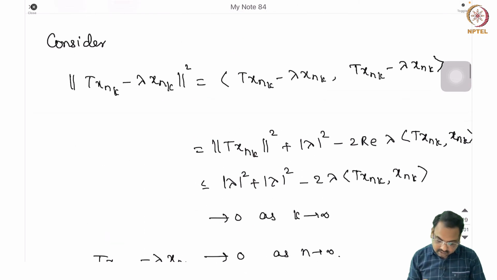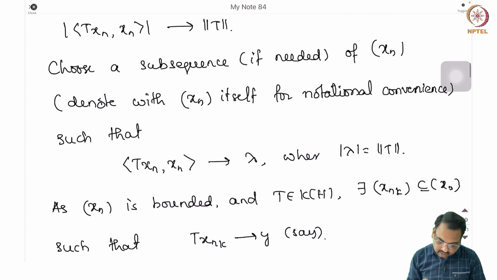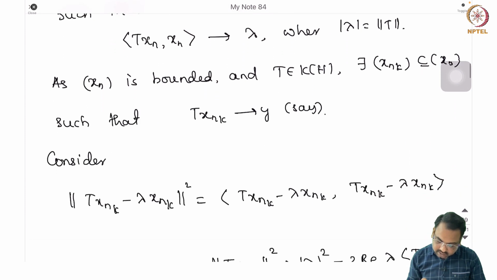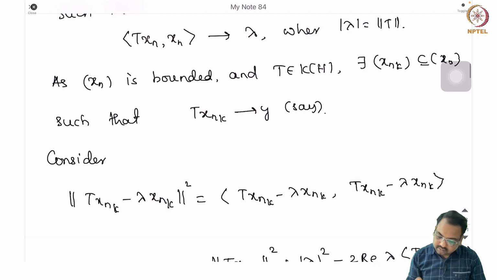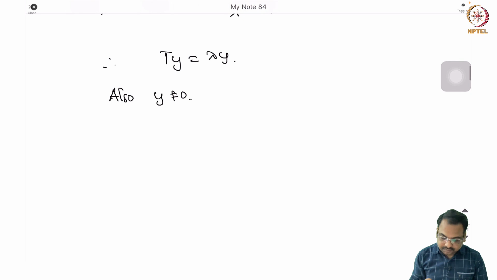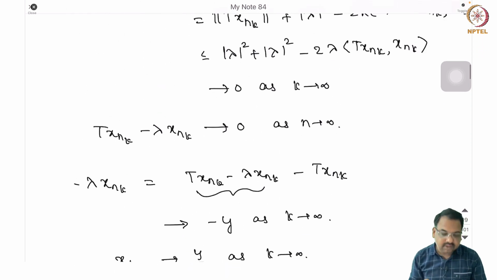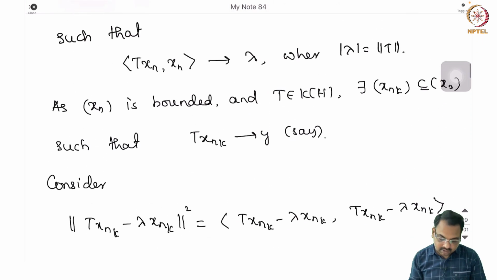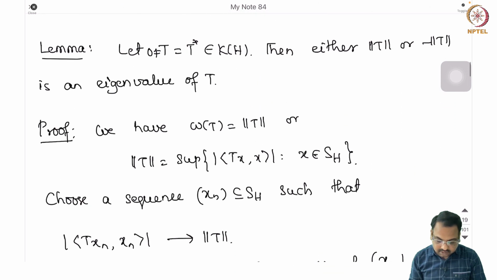And here we use the compactness of T to show that there exists a subsequence xnk of xn such that T xnk converges to y. For that argument we have used the compactness of T. So the conclusion is that when we have a compact self-adjoint operator, either norm T or minus norm T is an eigenvalue, because lambda is a real number such that mod lambda equals norm T, so either lambda is norm T or lambda equals minus norm T.